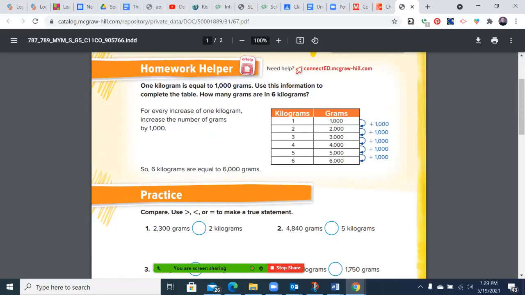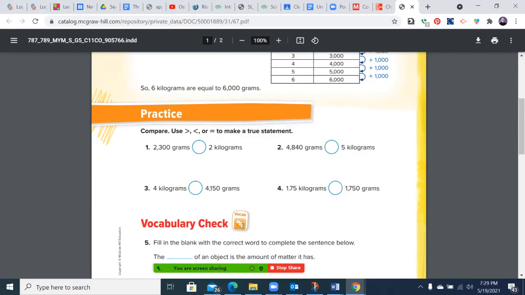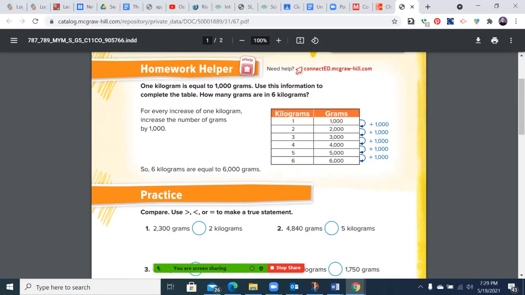And you can see the homework page comes with a homework helper that shows you 1 kilogram is equal to 1,000 grams, 2 kilograms, 2,000 grams. And the pattern is as we go up by 1 kilogram, we go up by 1,000 grams. So in essence, grams equals kilograms times 1,000, and kilograms equals grams divided by 1,000. And you can see that everything is going to be related to grams and kilograms. So that's where our focus will be today.